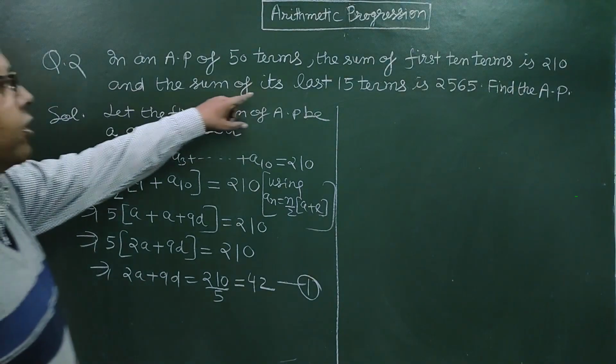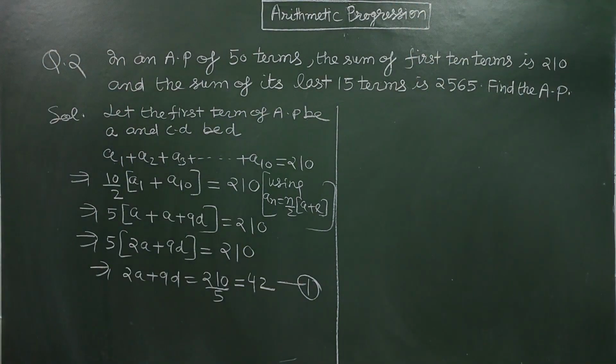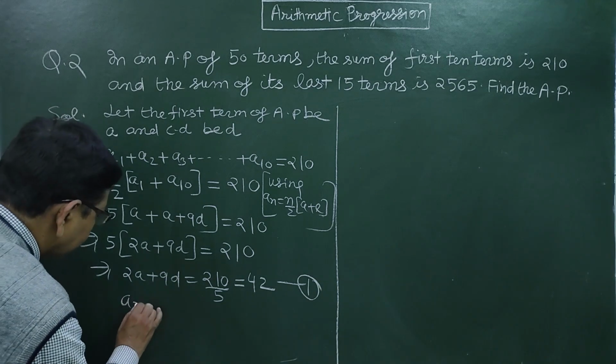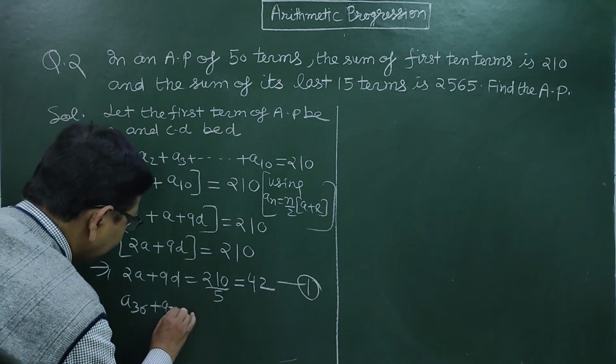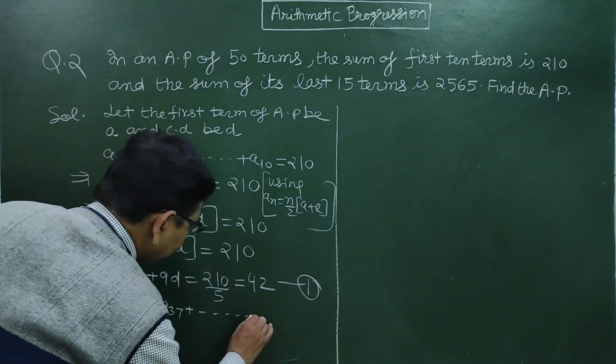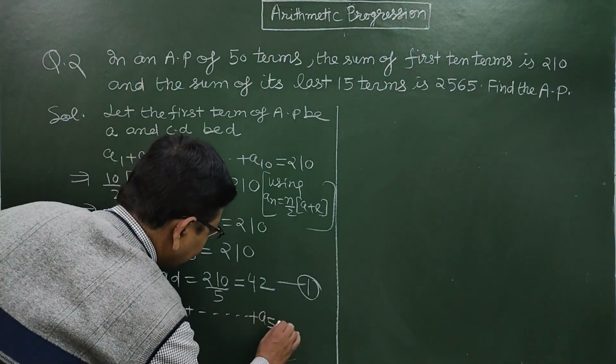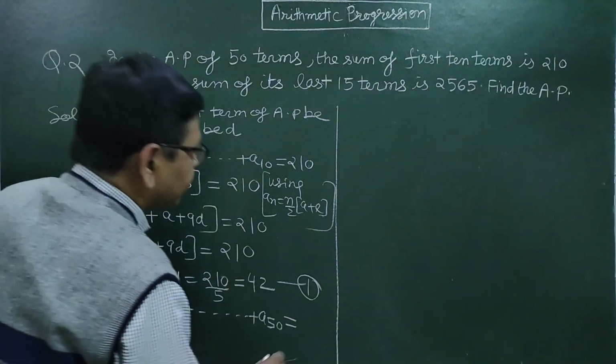Now the sum of its last 15 terms. Last 15 terms means starting from the 36th term: 36, 37, 38, 39, up to 50, that is 15 terms. So we will start with the last 15 terms, meaning the 36th, 37th, and this will continue up to the 50th term. The sum is 2565.